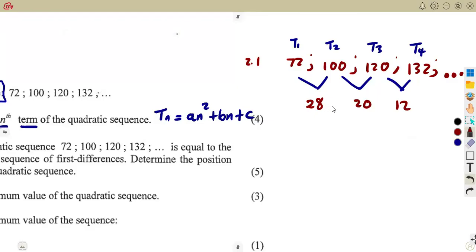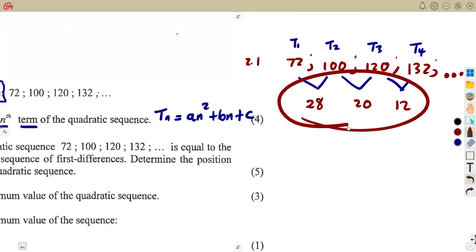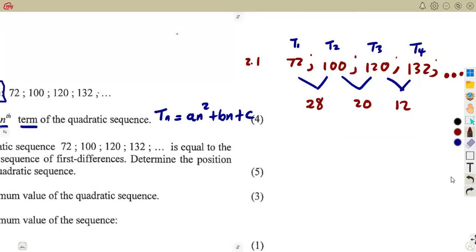Take note, it's a quadratic, so we know that the first difference won't be the same. You have to determine the second difference, that is the difference between these terms: 20 minus 28, this one minus this one, gives us minus 8. Then 12 minus 20 is minus 8 again. So that is what we have.